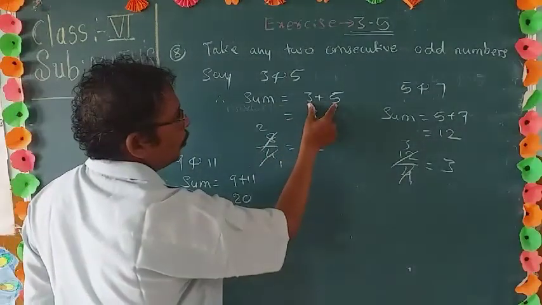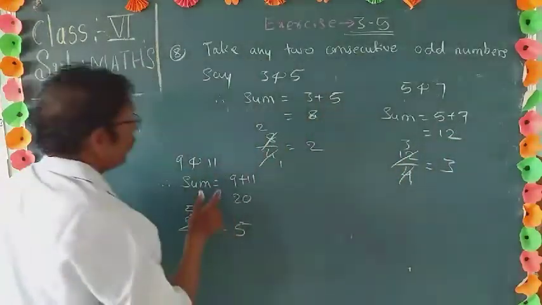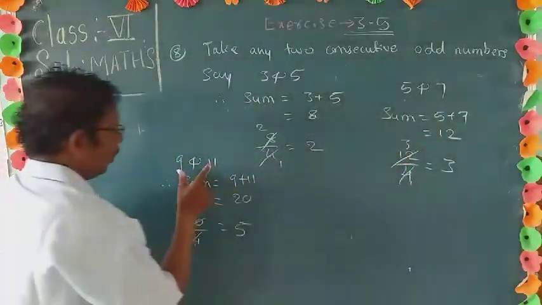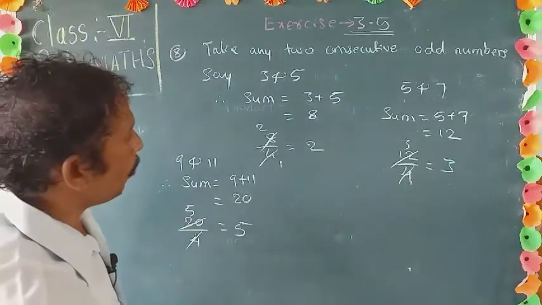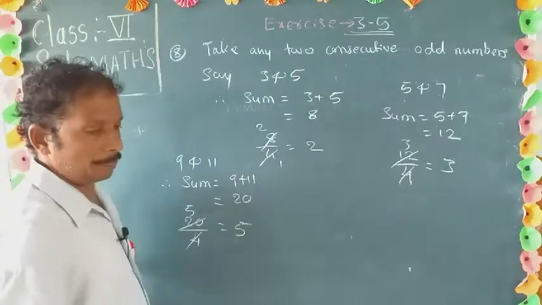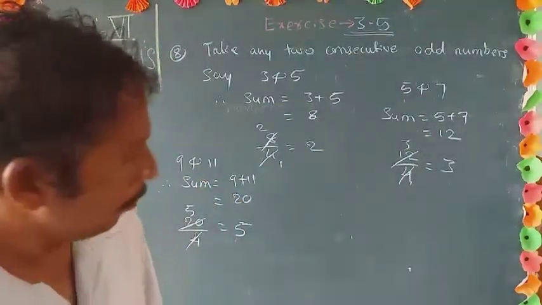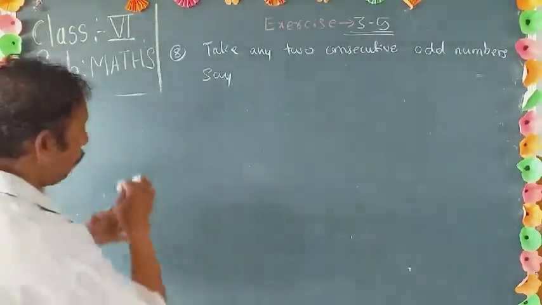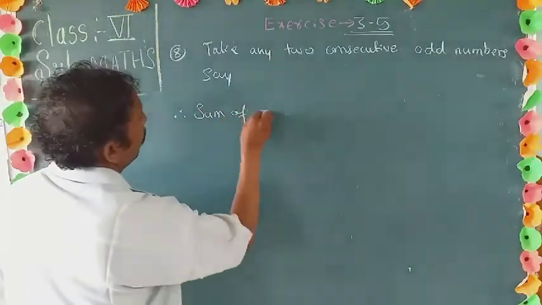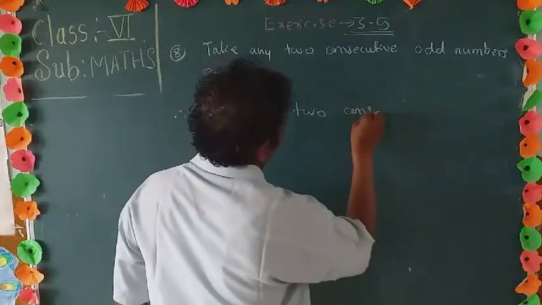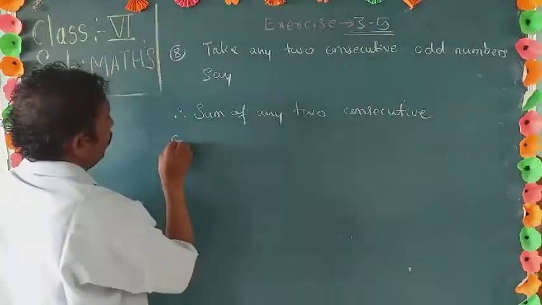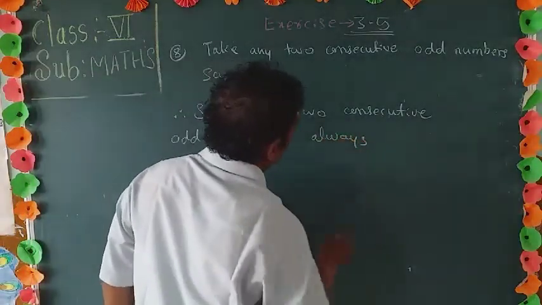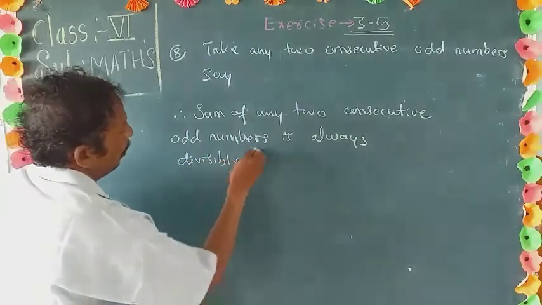So the sum of any two consecutive odd numbers, 3 and 5, 5 and 7, similarly 9 and 11, is divisible by 4. Therefore, the sum of any two consecutive odd numbers is always divisible by 4.